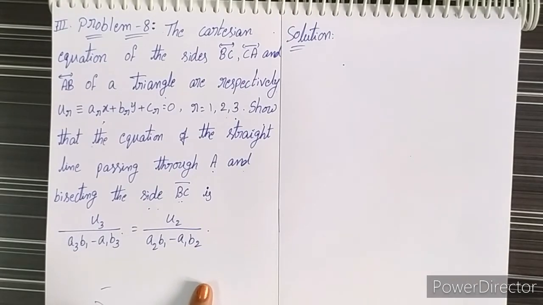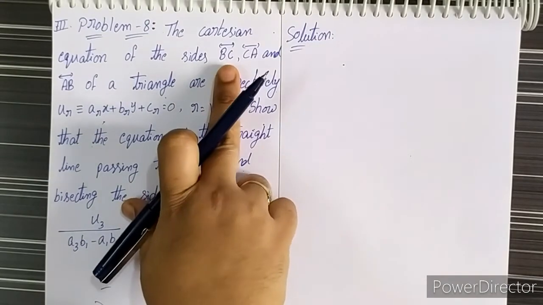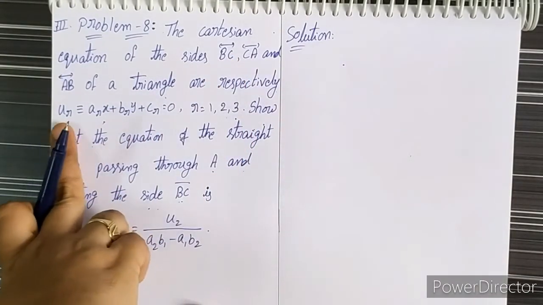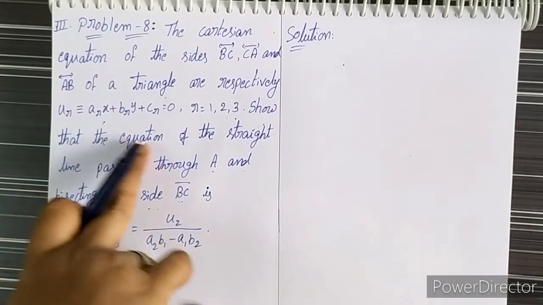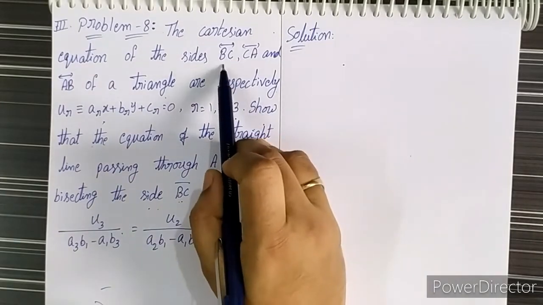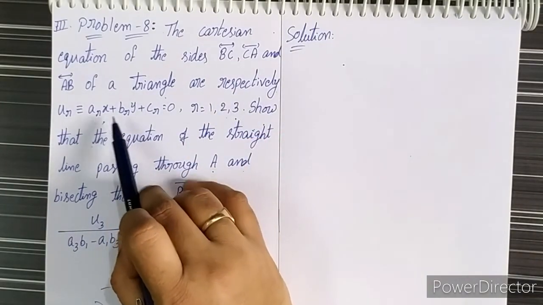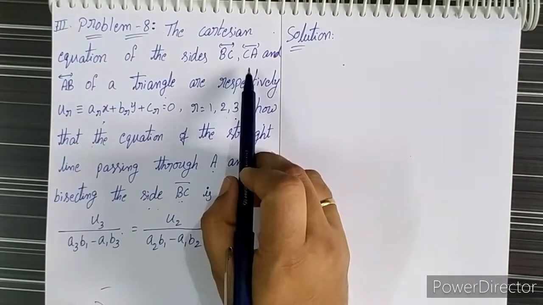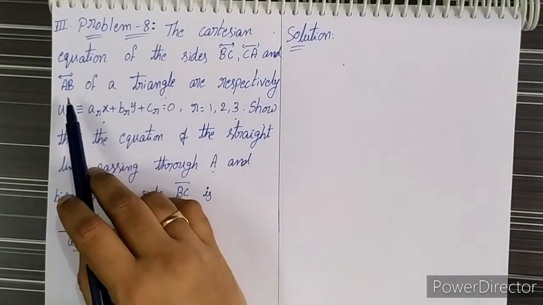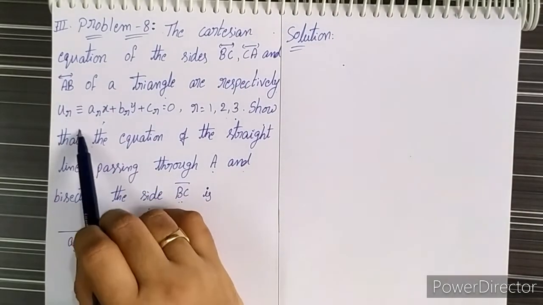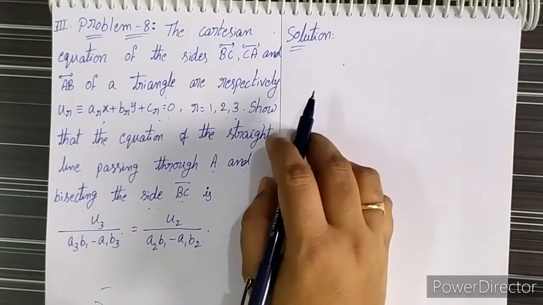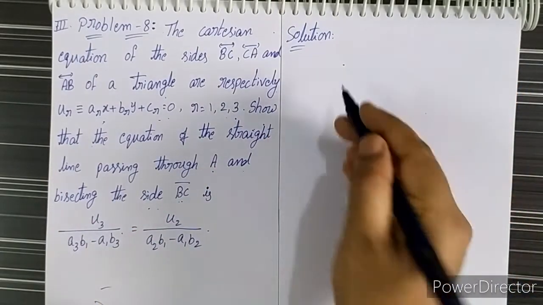In this problem we are given the equations of the sides. Cartesian equations means u_r is the Cartesian equation, where as r varies, the equation also varies. The BC side is a1x plus b1y plus c1 equal to 0. CA is a2x plus b2y plus c2 equal to 0. And similarly, the AB side equation is a3x plus b3y plus c3 equal to 0. Then we have to show this line equation.